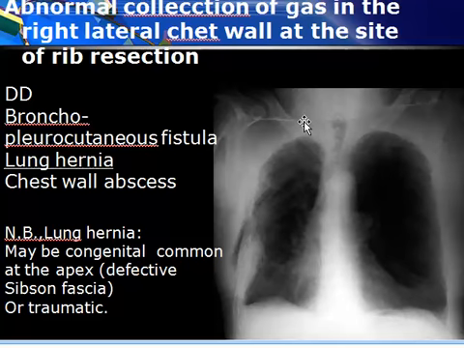So if we have abnormal collection of air outside the proposed line of the lung, it could be due to pleurocutaneous fistula, could be due to lung herniation, extension of the lung, or a chest wall abscess. And notice that lung hernia could be congenital, but this is common here, or it may be due to post-trauma or post-resection, as in this case.